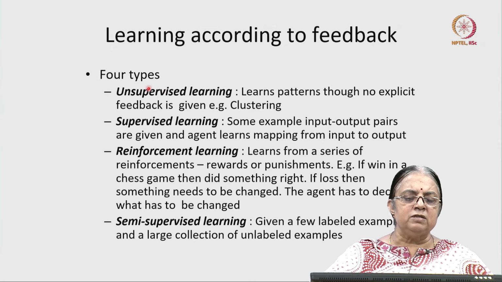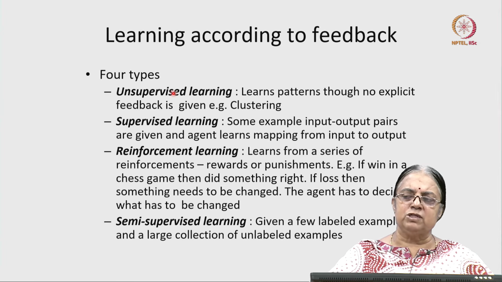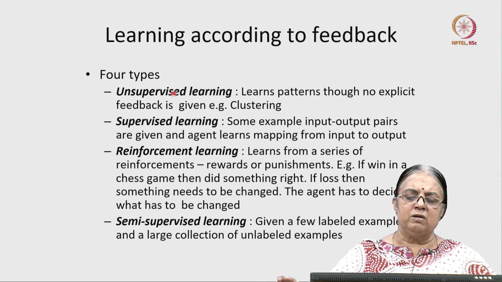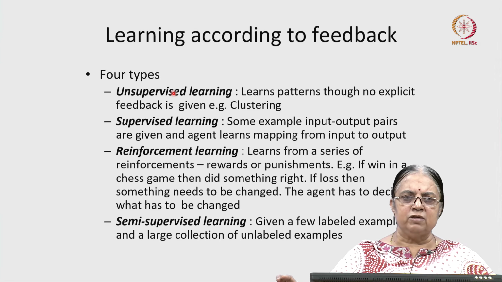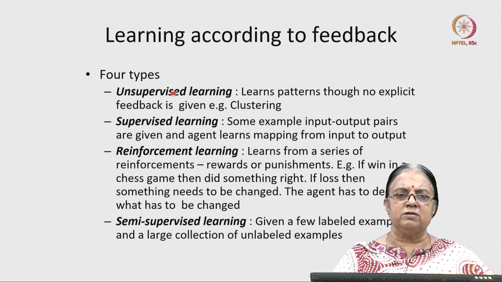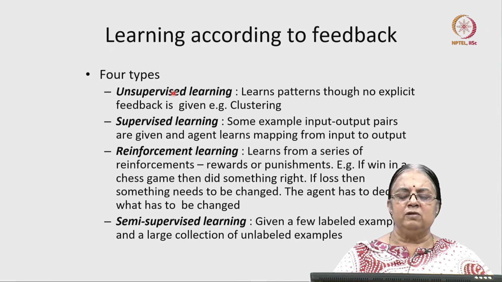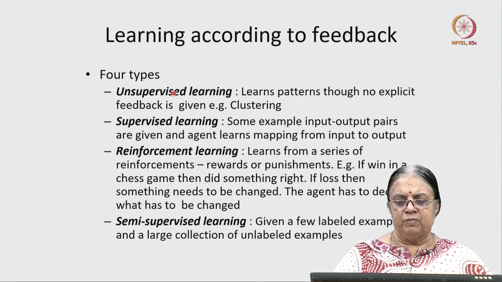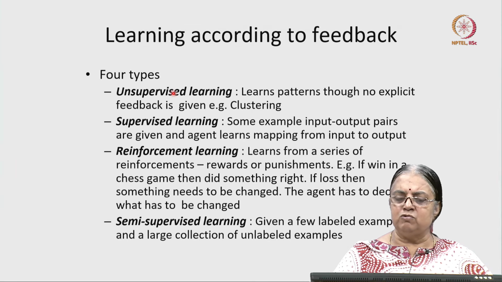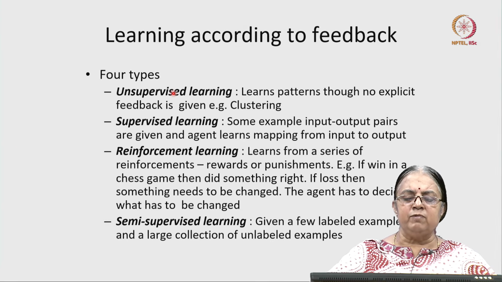So, the first one is unsupervised learning, where you have no explicit feedback, you are just given a set of patterns. So, what you can do basically is you can see what is the distribution of these various patterns, and you can see which pattern is similar to which pattern is dissimilar to which pattern, etc., and make use of that. So, that type of learning is called the clustering or the unsupervised learning.